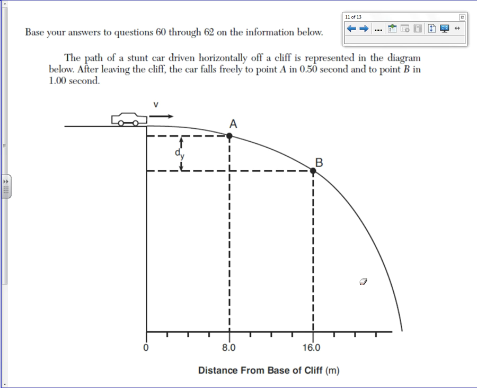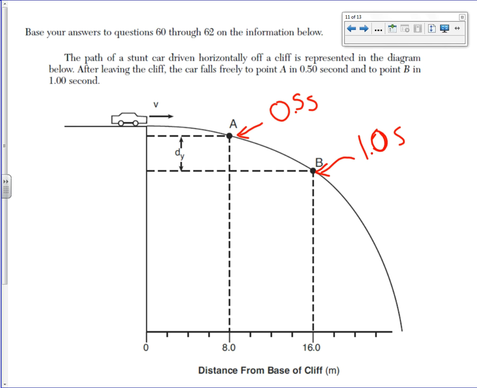Okay, so this is 60 to 62, the second set, and the end of the projectile motion Regents practice. So we have this diagram here, and it states that the path of a stunt car driven horizontally off a cliff is represented in the diagram below. After leaving the cliff, the car falls freely to point A in 0.5 seconds, and to point B in 1 second. So B is 1 second after leaving the cliff.